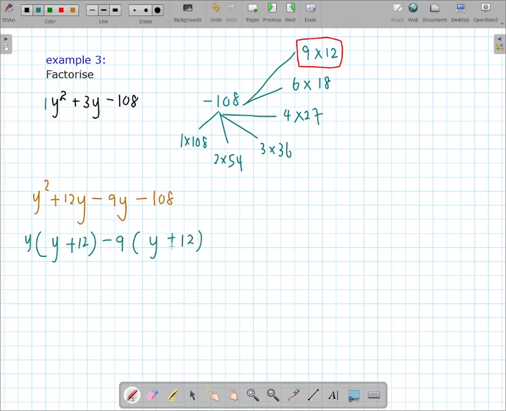Then check the brackets. They are the same. Then I write that bracket, y plus 12. Then for the remaining ones, when you take y plus 12 out from this, y remains. Then from this, y plus 12 out, minus 9 remains. So the answer is y plus 12, y minus 9.